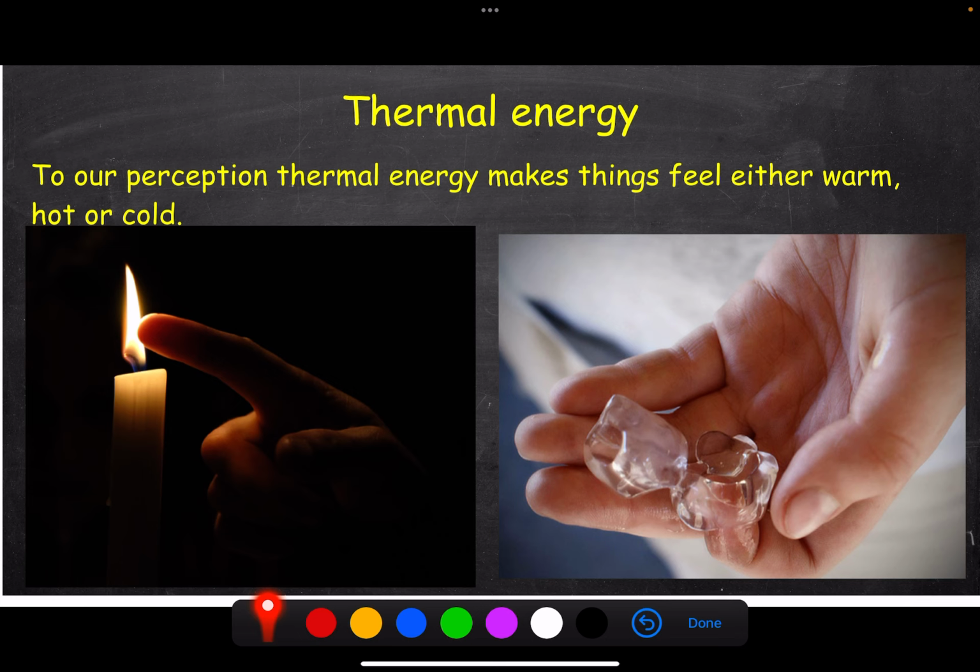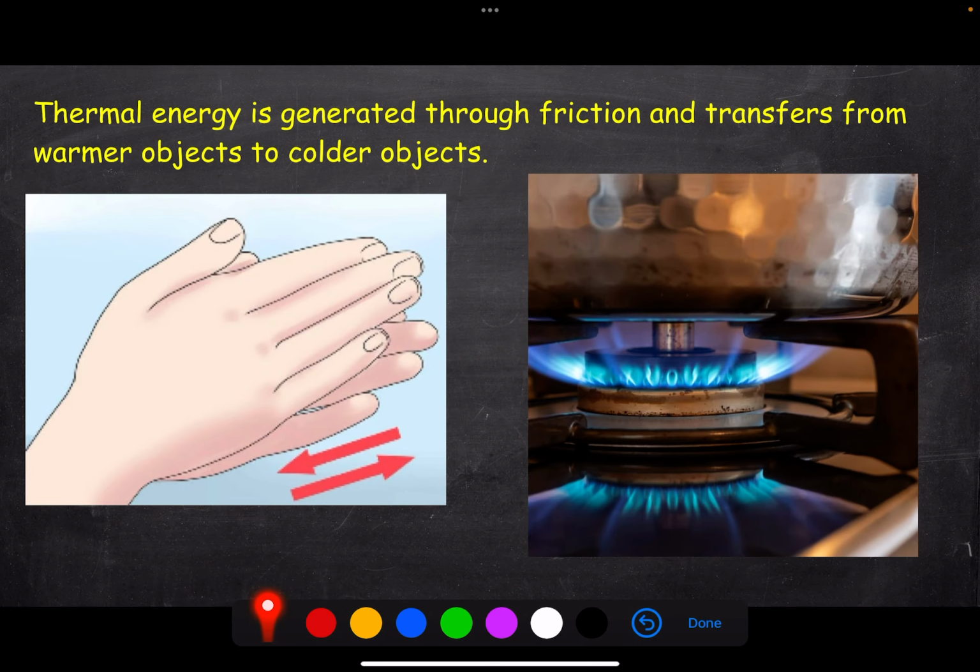Right, then we have thermal energy, which is, to our perception, what makes things feel either warm, hot, or cold. If we put our hands near a flame, we notice that it feels hot. And if we hold ice, we notice that the ice feels cold. Thermal energy is generated through friction, right? So when things rub against one another, that generates thermal energy. And thermal energy transfers from warmer objects to colder objects.